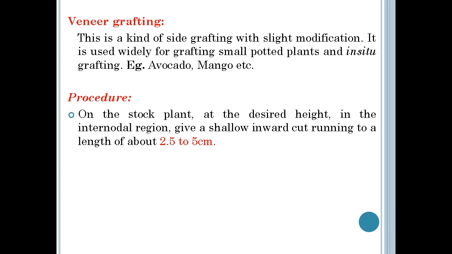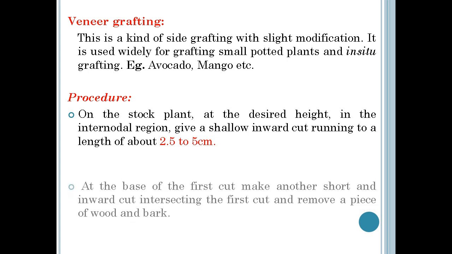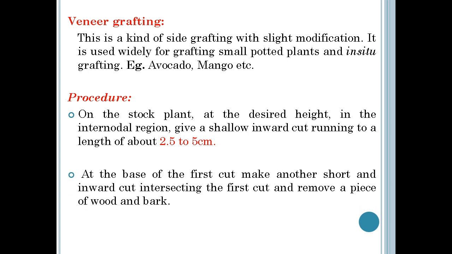Procedure. On the stalk plant, at the desired height in the internodal region, give a shallow inward cut running to a length of about 2.5 to 5 cm. At the base of the first cut, make another short and inward cut intersecting the first cut and remove a piece of wood and bark.